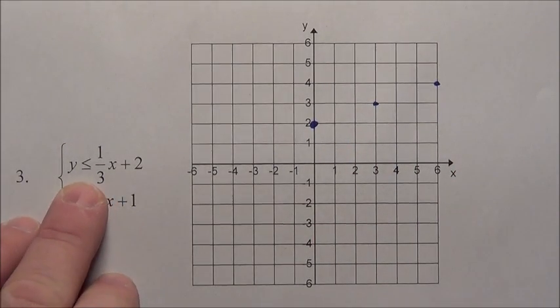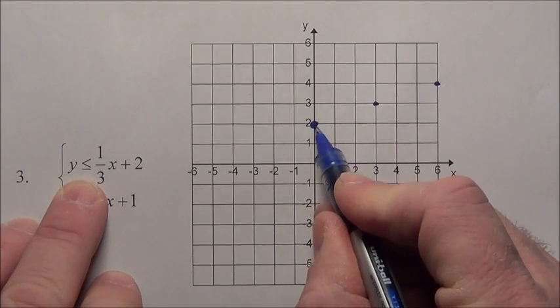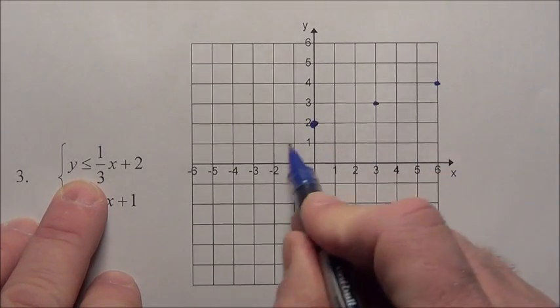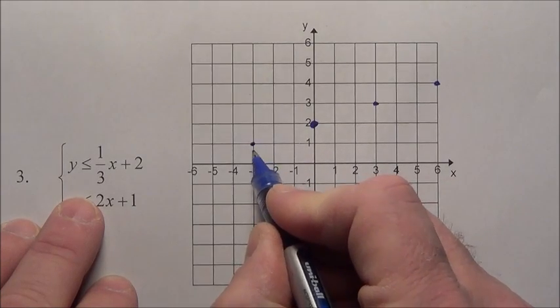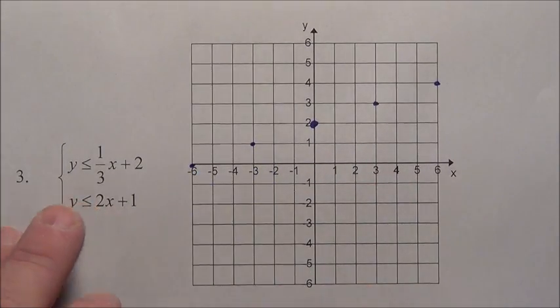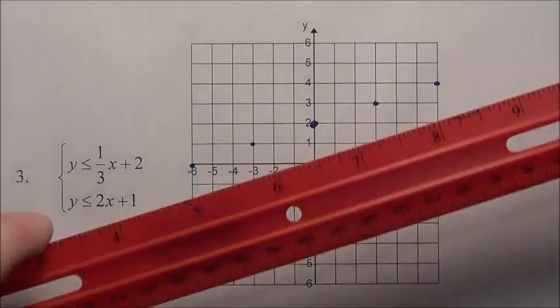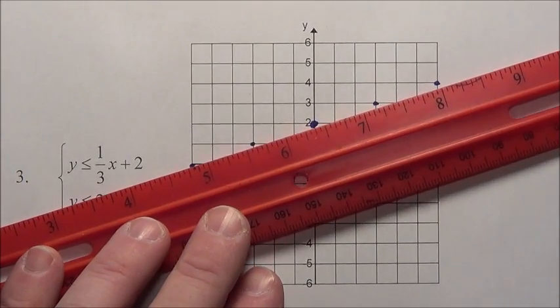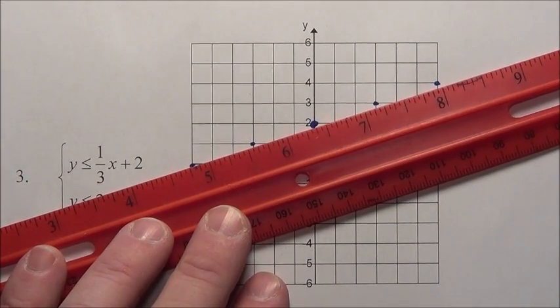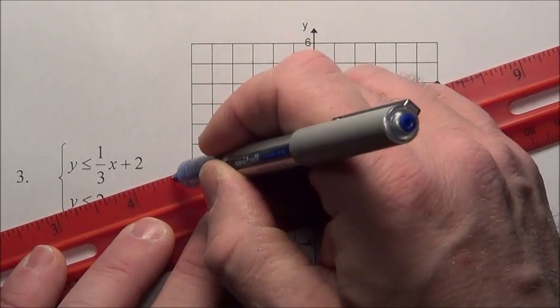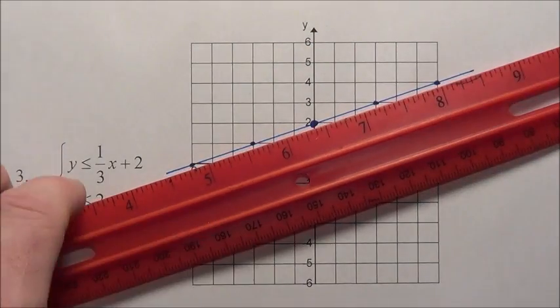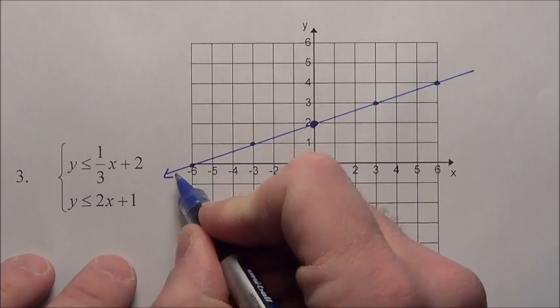Then notice it says or equal to. That means the points on the line are also solutions. Now if you want, you could drop 1 and come over 3, drop 1, come over 3, to put a few more points on there. I'm going to take my ruler. Since it's or equal to, points on the line are solutions, so I'm going to make it a solid line. I'm just going to draw right through it. Okay, put my arrows at the end.